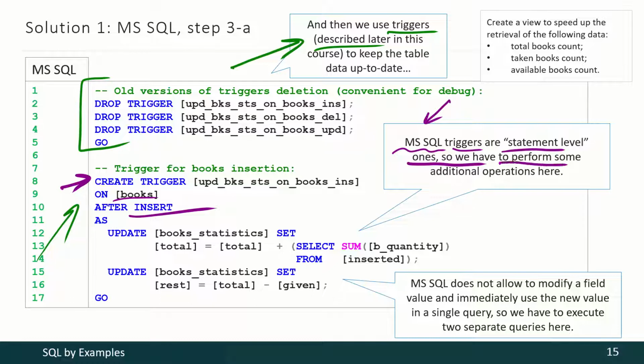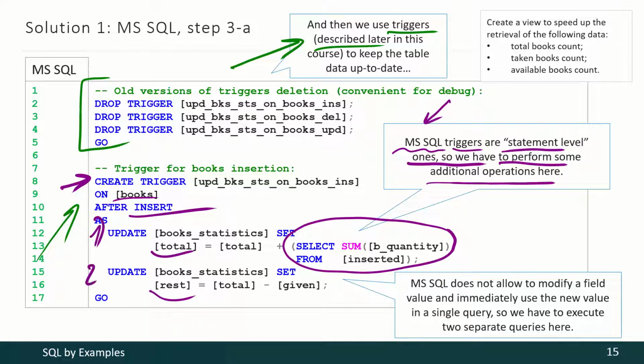That's why we have to perform some additional operations here. We have to find out the total quantity of copies of added books, and then we use that information to update our total and rest count. We have to use these two queries, the first and the second, because Microsoft SQL Server does not allow us to modify a field value and immediately use the new value in a single query.